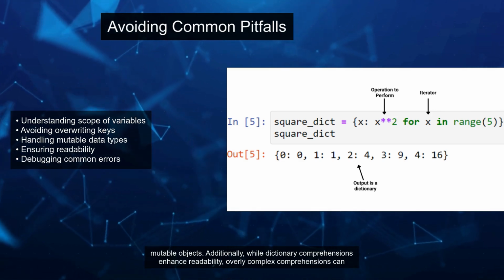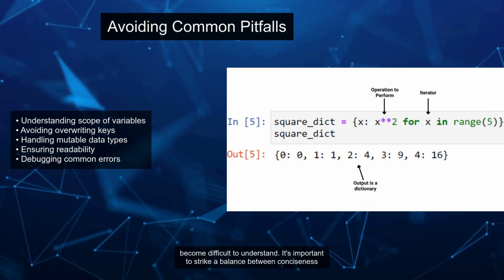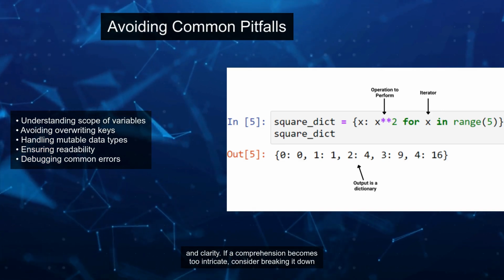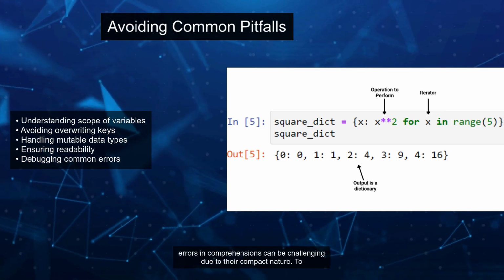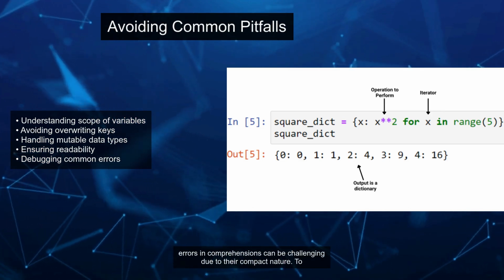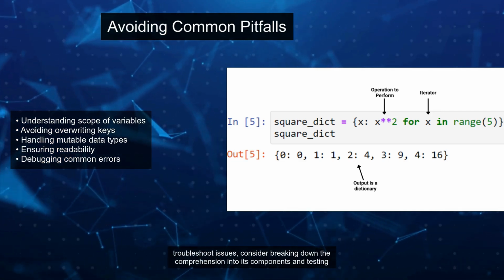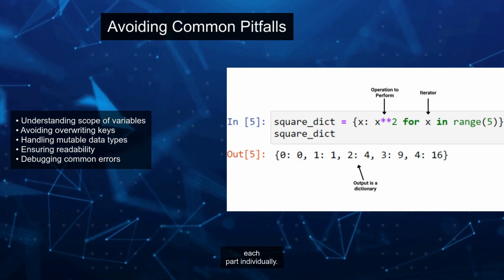Additionally, while dictionary comprehensions enhance readability, overly complex comprehensions can become difficult to understand. It's important to strike a balance between conciseness and clarity. If a comprehension becomes too intricate, consider breaking it down into multiple lines or using traditional loops for better readability. Lastly, debugging errors in comprehensions can be challenging due to their compact nature. To troubleshoot issues, consider breaking down the comprehension into its components and testing each part individually.